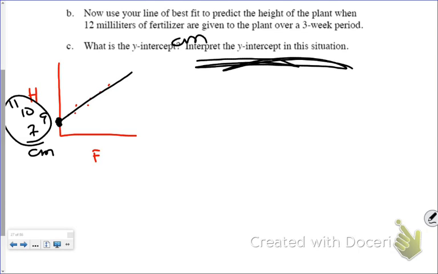Okay? I'm going to take some time here. Interpret the y-intercept in the situation. We just said that it's either 7, 9, 10, or 11 centimeters. But what does that mean? In other words, comparing the two, the fertilizer and the height, what does it mean? What does that 7, that 9, that 10, and that 11, what does it mean? Okay? Think about it for about 5 seconds. 4, 3, 2. All right, talk with your group. What does that mean? Interpret the number. What does it mean? Talk about it in relation to fertilizer and height. Go, discuss. Go, make it happen.